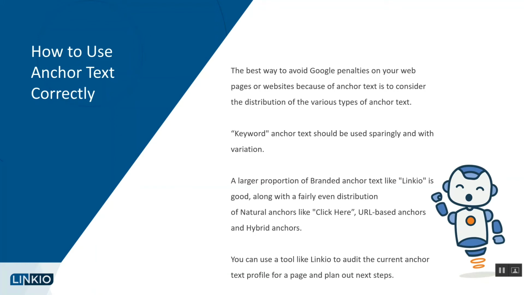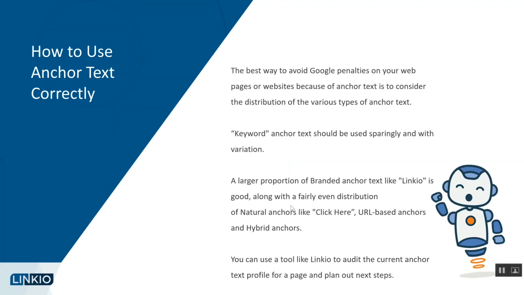So in the previous video, we talked about the different types of anchor text. There's brand-based, there's keyword-based, there's a hybrid of both, there's URL-based, and then there's just natural types of anchor text. The one that SEOs want to abuse the most, when they get impatient with their ranking, so they start hammering in on keyword-based anchor text, should actually be used sparingly and with lots and lots of variations even within that category, which includes the exact anchor text, just parts of the keyword, and then the main keyword plus additional words. A larger portion of your anchor text distribution should be branded anchor text, like in my example, Linkio.